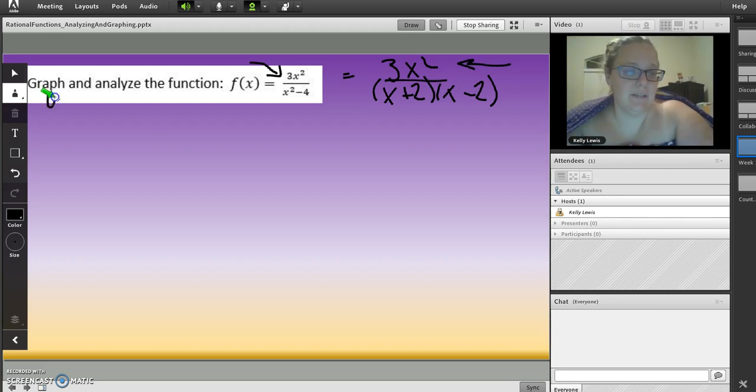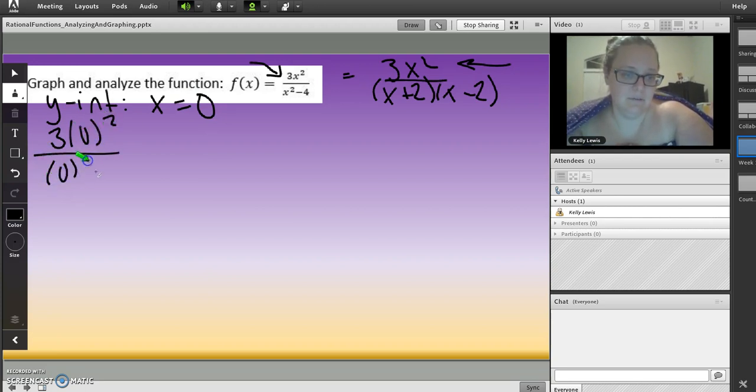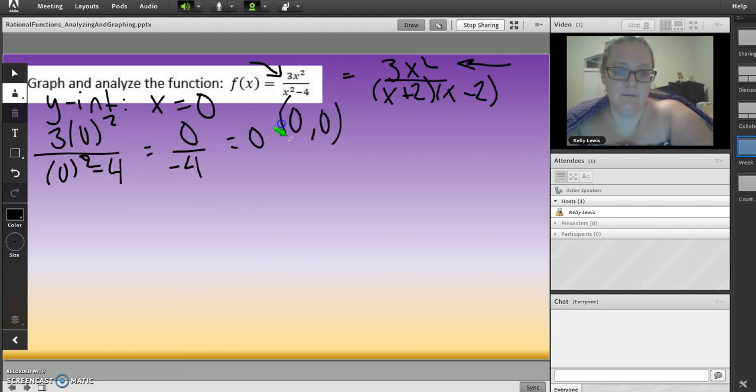All right, so for the y-intercept, that's when x equals 0. So everywhere there's an x, I'm going to substitute 0. So I get 0 over -4, which is just 0. So my y-intercept is (0, 0). I'm going to go write that down.